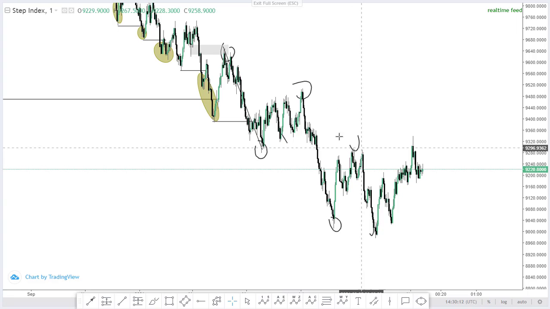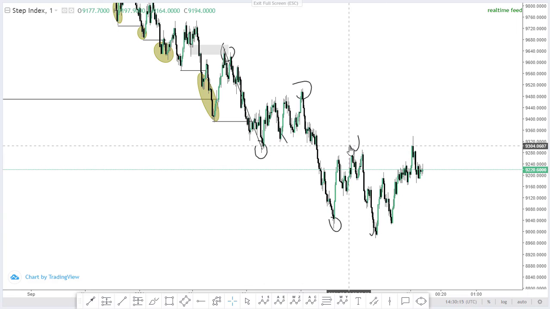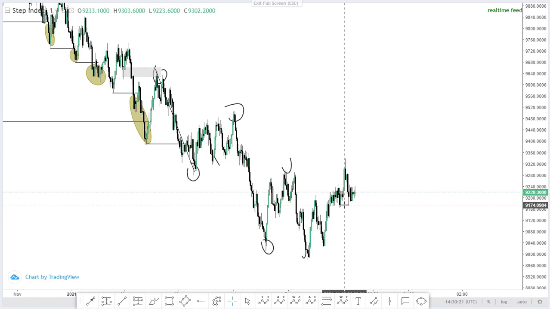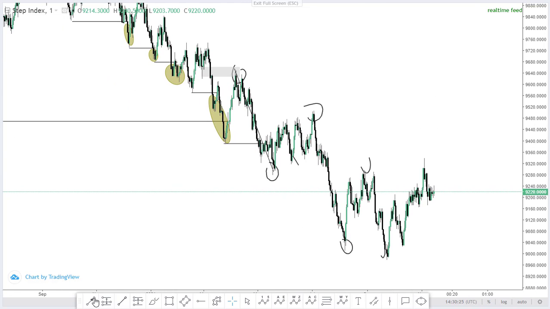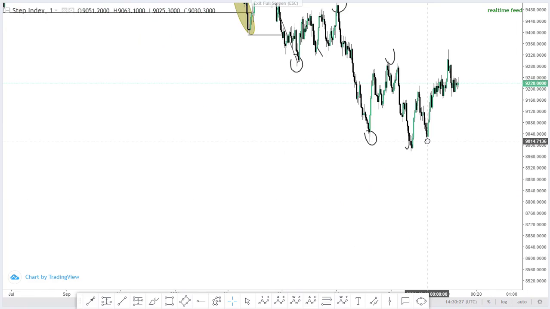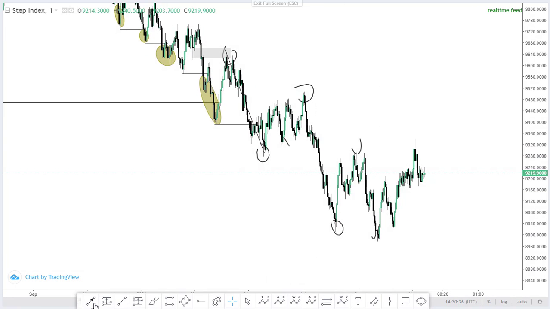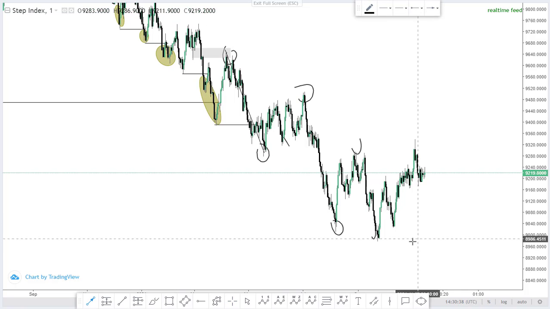Same here, push. Then we have got a kind of internal structure. We are not yet confirming an uptrend, but what we know is that the step index is looking for ways to go back up, because the range structure is almost complete. We know how to measure that, how to know if a range structure is complete or not.